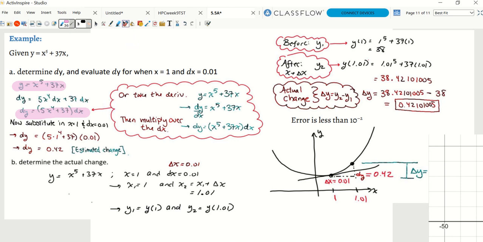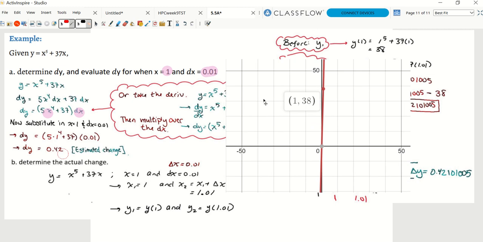Now, let's say we're given 1 and 0.01. So I plug in 1 here, I plug in 0.01 there, and I get the change in y, which is 0.42. So again, if I plug in 1 and 0.01 into these two, I get a change in y of 0.42.